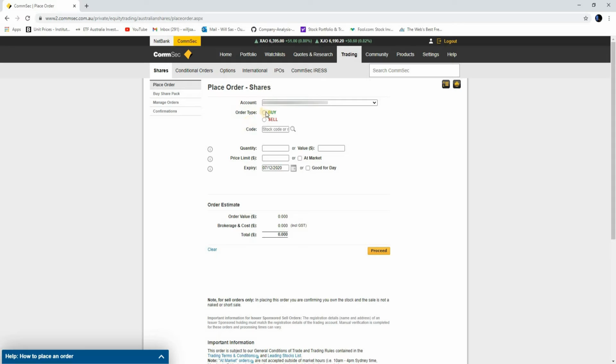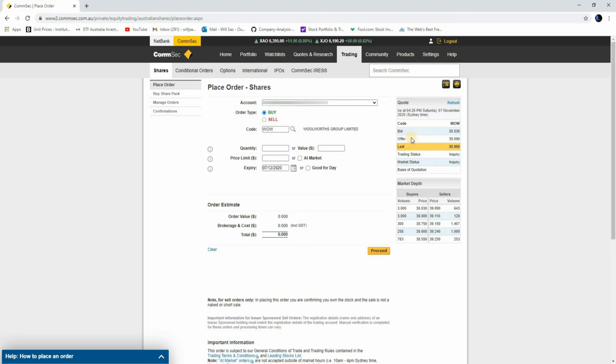You have two order types. You have a buy or a sell order. Today we're going to do a buy order. Next you have code. This is where you want to put the code in for whichever company you're interested in investing in. So let's say we're interested in buying Woolworths shares. So we'll type in WOW, Woolworths Group Limited. And then on the right hand side, you're going to have some numbers.